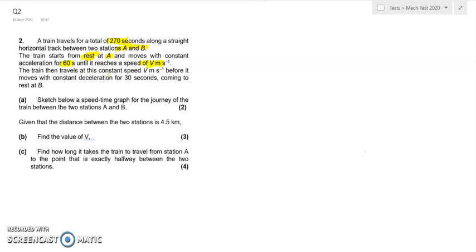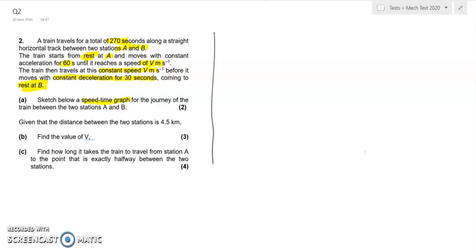The train then travels at constant speed at v meters per second before it moves with constant deceleration for 30 seconds, coming to rest at B. Sketch a speed time graph for the journey between the two stations A and B.